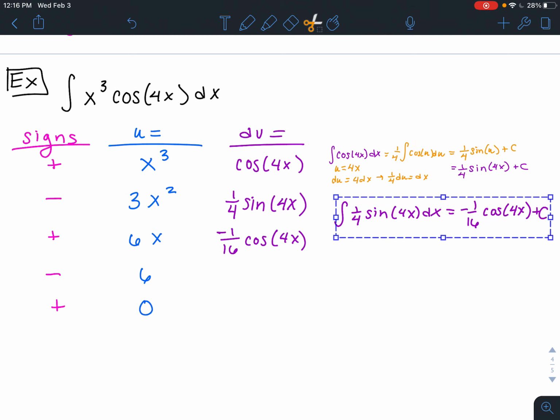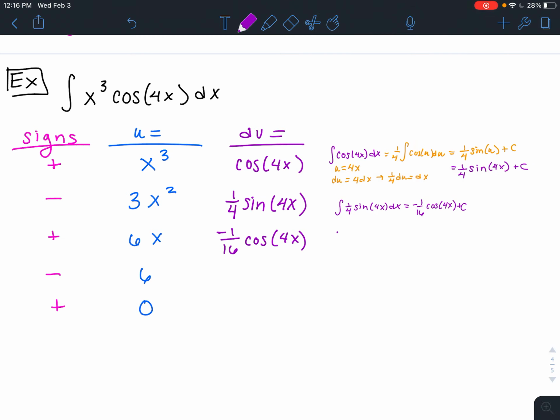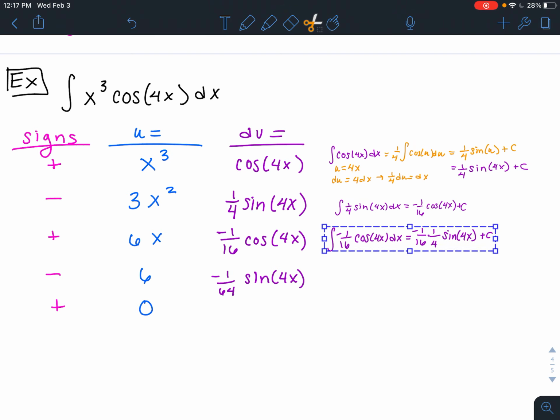Okay, so if I integrate negative cosine, I'm going to resize this because it's getting a little messy. So integrate negative 1/16 of cosine of 4x. I have negative 1/16 out front. The integral of cosine is sine. I'm going to get sine of 4x, and I'm still going to put my plus c in there. And because of that 4x, I need another 1/4. Negative 1/16 times 1/4 is negative 1/64 of sine of 4x.